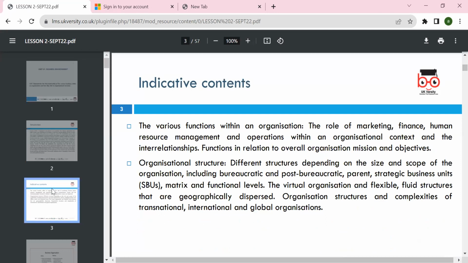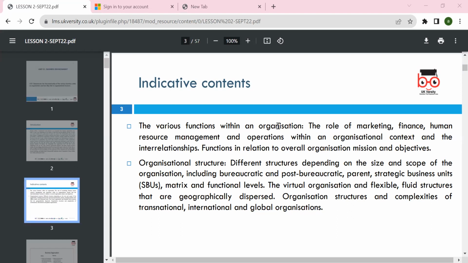Today's indicative content, what we're supposed to learn: we'll go through the various functions within the organization. These are also known as the functional areas, also called departments in our organization. We need to be well aware of how many departments we have in our organization, as that will help achieve the organization's objectives accordingly.